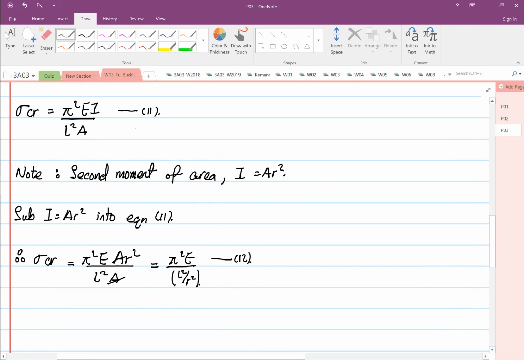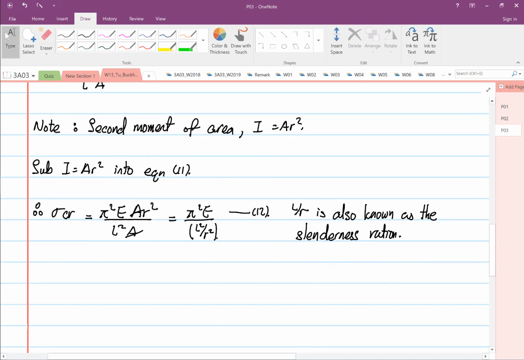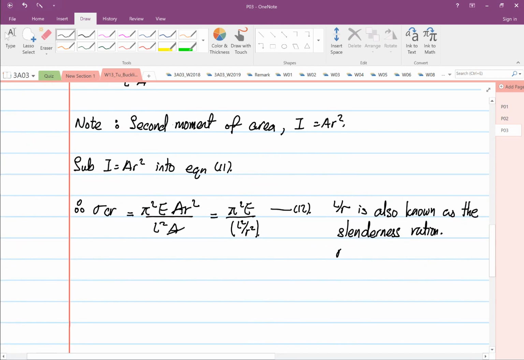And L over R is also known as the slenderness ratio, and R is the radius of gyration.